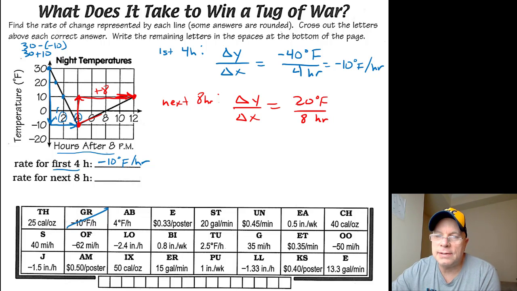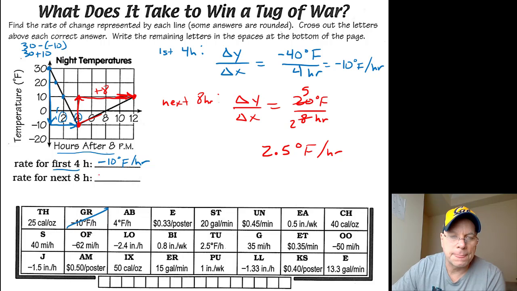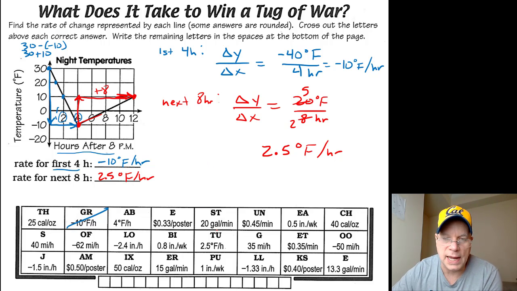20 divided by 8 is the same as 5 divided by 2, aka 2.5. So 2.5 degrees Fahrenheit per hour. Positive 2.5 degrees Fahrenheit per hour, indicating that the temperature is increasing 2.5 degrees each hour. And there it is right there.